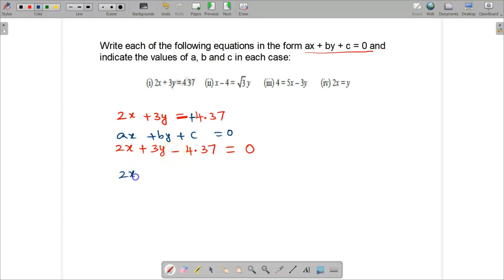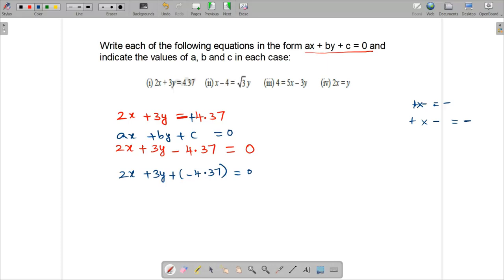So how can I rewrite 2x plus 3y minus 4.37? We know that plus into minus is nothing but minus. So this minus I can rewrite as plus followed by minus 4.37. Why? Because plus into minus is minus. So here it is plus, here it is also plus, and the c value is going to be minus 4.37. In that way we get it.